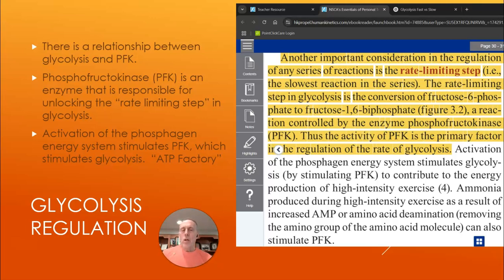So again, if we go back to our theoretical, if you have activation of the phosphagen energy system, that system is fired up. We need to make ATP, and what happens is it's going to stimulate phosphofructokinase. If you're sitting there right now and not really doing anything, you don't have a high demand for ATP, but if you do anything like raise your arm or move around, you have an increased need for ATP. The ATP factory has to be fired up. We need more adenosine triphosphate.